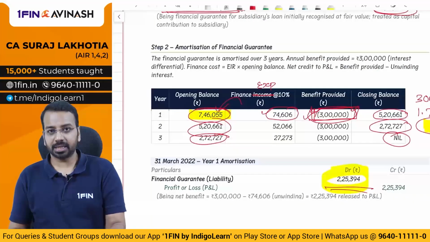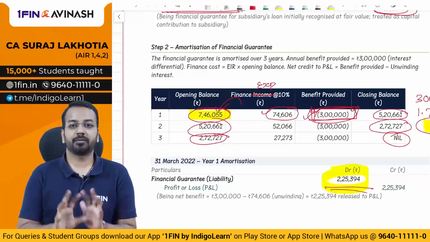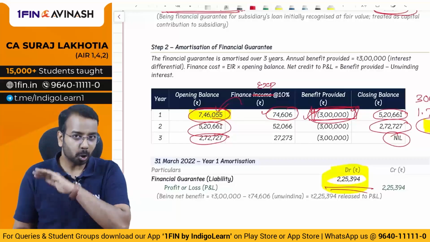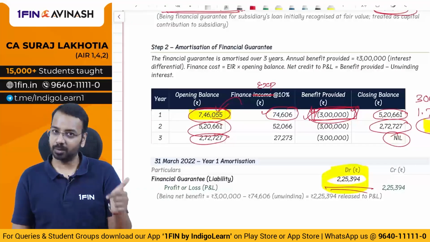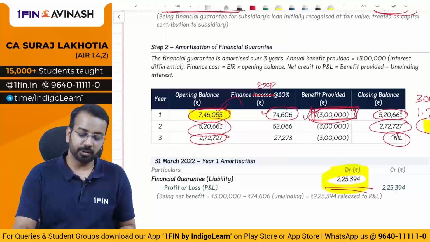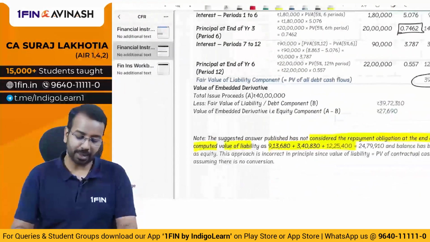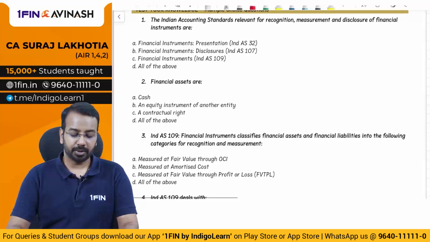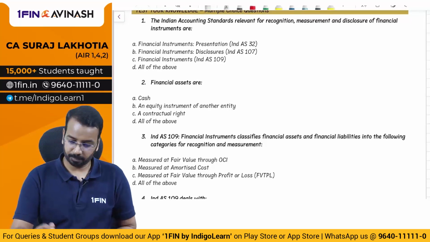Alright. So with this, we have covered all the concepts of financial instruments relevant for your examination and also covered almost all the questions from the material, from the workbook and the past exam. Now what we will do is we will quickly have a conceptual recap using the MCQs and fill in the blanks, and that will conclude our session.